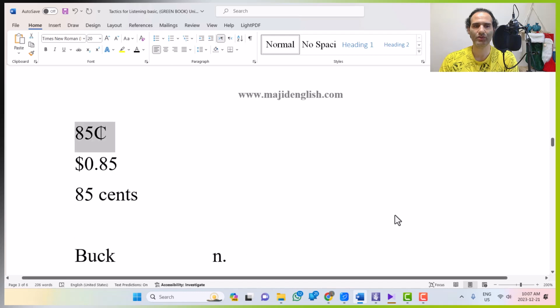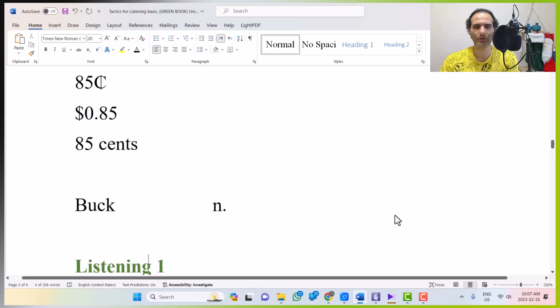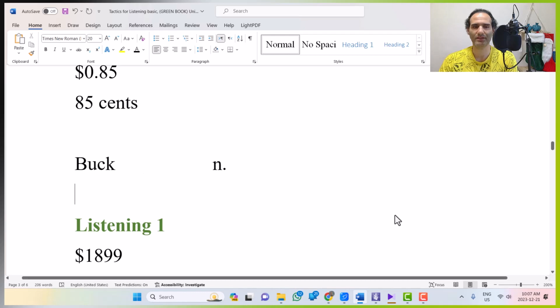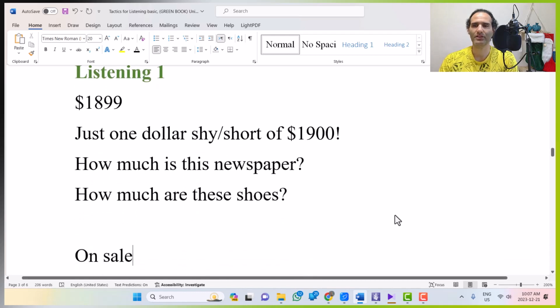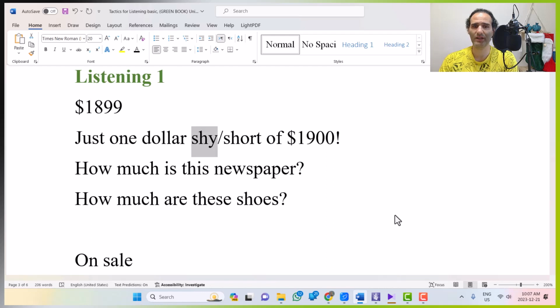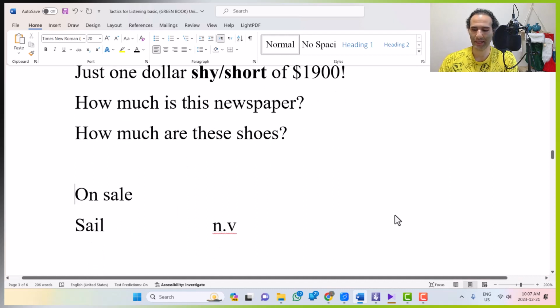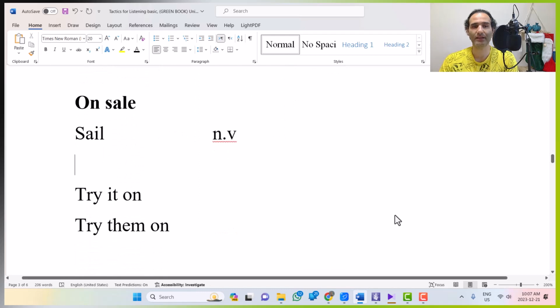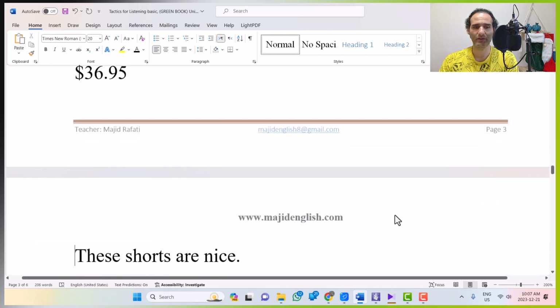Here I told you if you want to write down cents, how you do that. Buck, which means dollar, for example, it's just 20 bucks. Listening one, here we talked about this one, which was just $1 shy of or short of. And how much is, how much are. On sale was our collocation, getting repeated a lot today. Sale is different from this sale. Try on, try them on if it is plural.